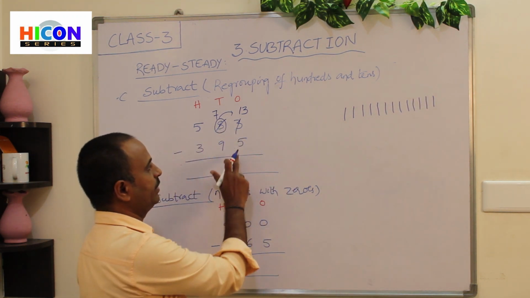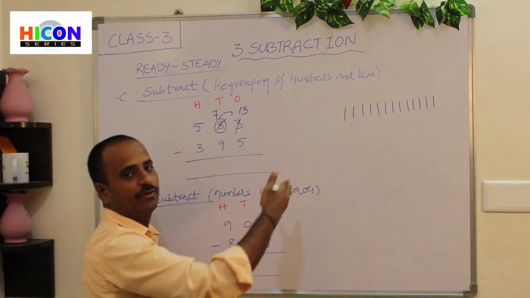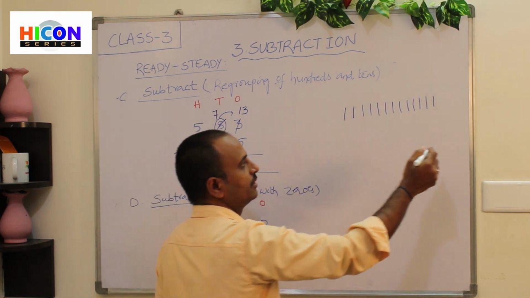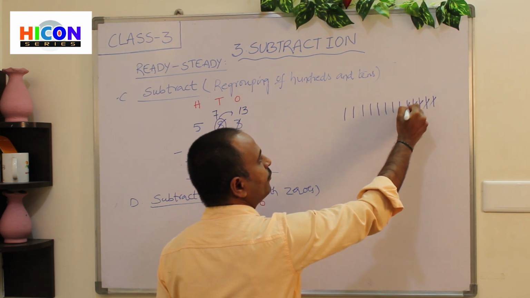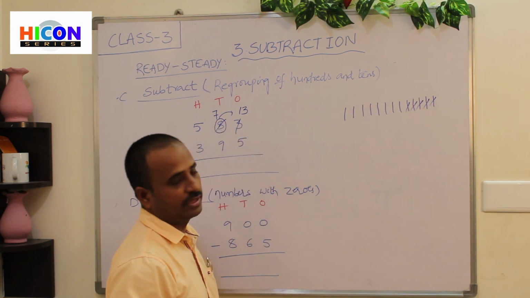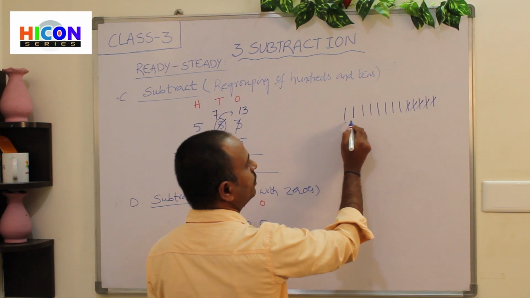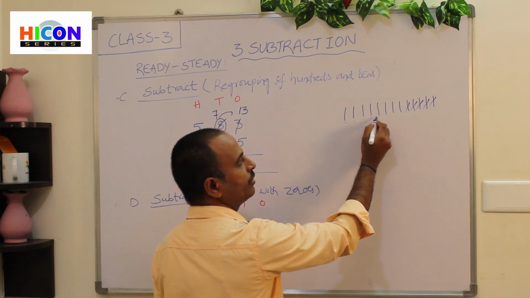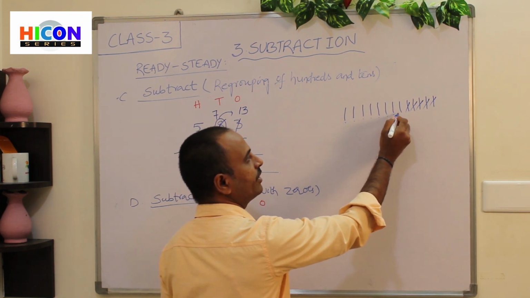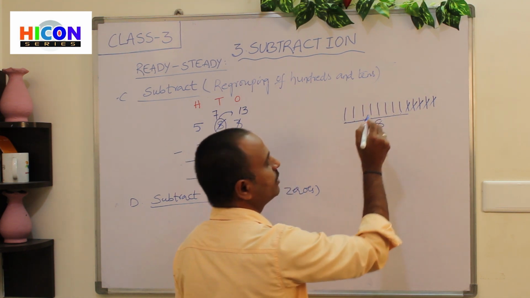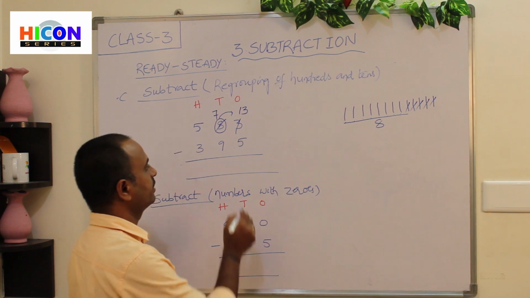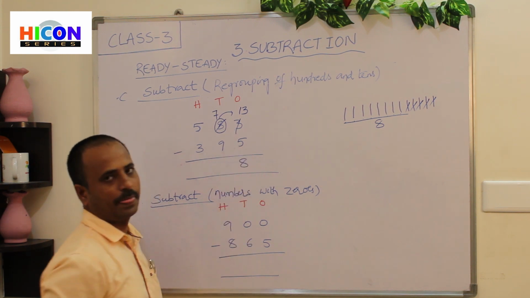So what is the second number here? 5. So strike off 5 lines among 13 lines. 1, 2, 3, 4, 5. So now count the remaining lines. 1, 2, 3, 4, 5, 6, 7, 8. So children, how many lines are there? 8 lines are left. So write 8 under ones place.